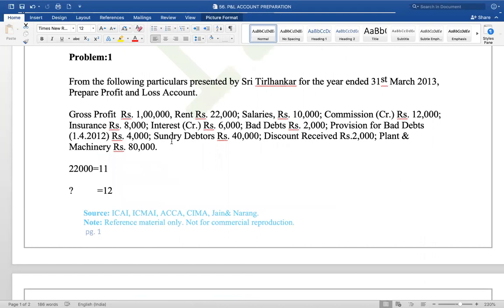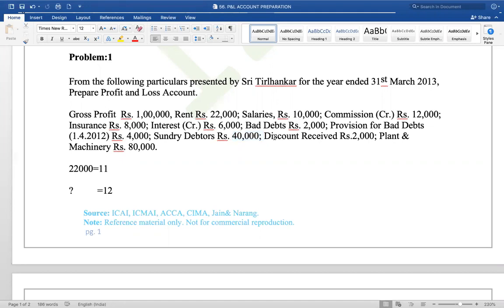Yeah. Then provision for bad debt, 4,000. Sundry debtors. So what do we do with sundry debtors? Any idea? Sundry debtors are the customers to whom we have sold the goods on credit. We are to receive the amount. What we are supposed to receive is an asset for the company. When it is an asset, you will take it into the balance sheet in the list of assets, right?